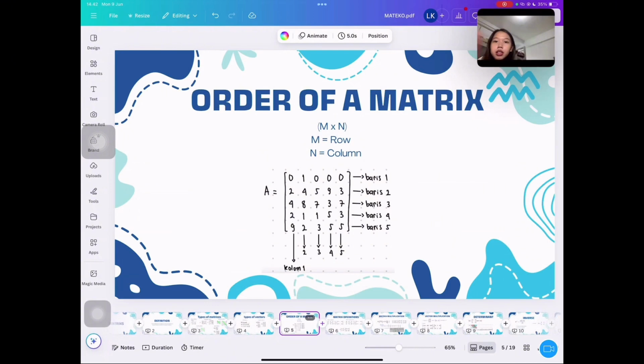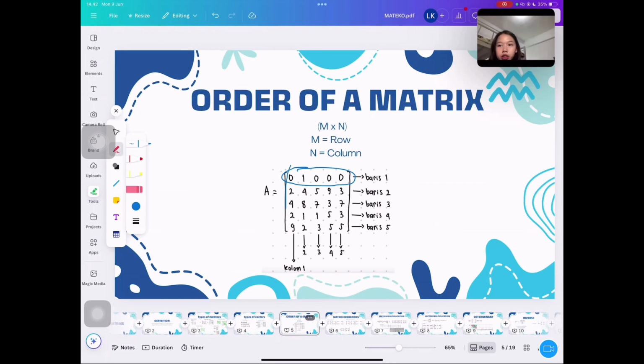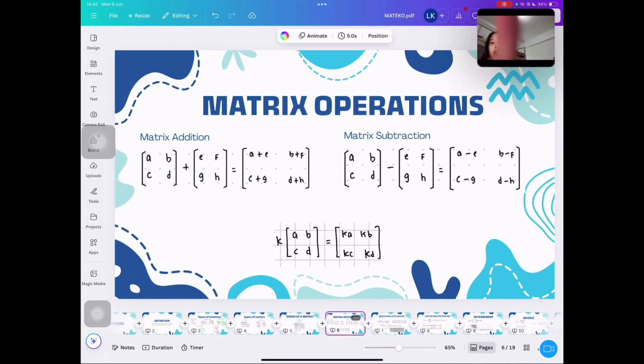This is the example. In this picture, this is row 1, and then this is column 1, and then this is row 2, this is column 2, and so on. Next, we move to matrix operations. The first one is matrix addition. The main requirement for matrix addition is that both matrices must have the same order, which means the same number of rows and the same number of columns.